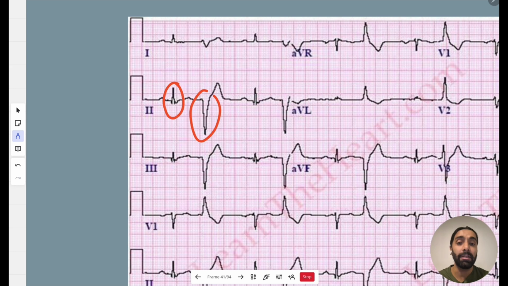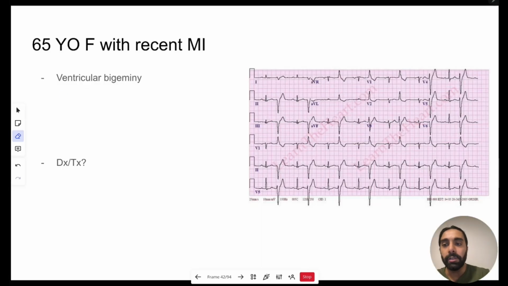So if you have every second beat, think about the term bigeminy. If you see a PVC, which this is a PVC, which you've probably seen in a previous EKG, if you see one PVC, that's just called a PVC. But if you see it every other beat, think about calling it ventricular bigeminy. So what do you do for bigeminy treatment?